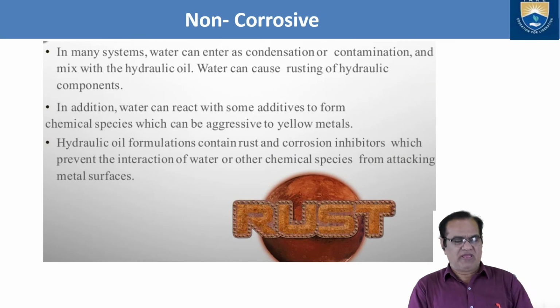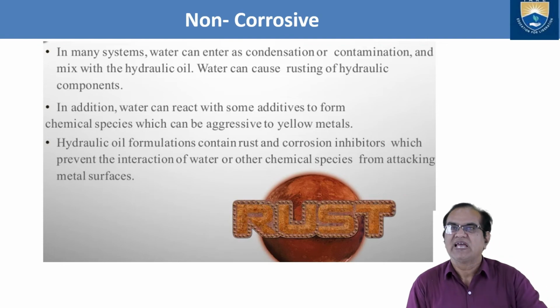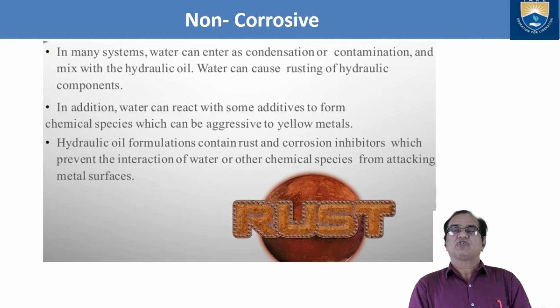Next, it is also very important that we should have the non-corrosive properties of this fluid. It should be corrosion resistant. Corrosion should not take place, rust should not take place whenever this hydraulic fluid is used. In many systems, water can enter as condensation or contamination and mix with the hydraulic oil. Water can cause rusting of hydraulic components. In addition, water can react with some additives to form a chemical species which can be aggressive to yellow metals.